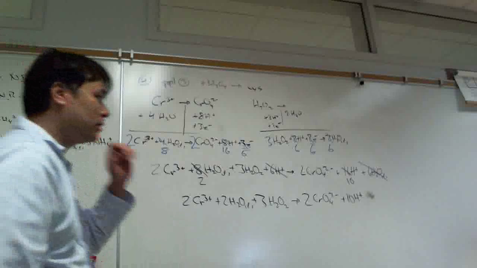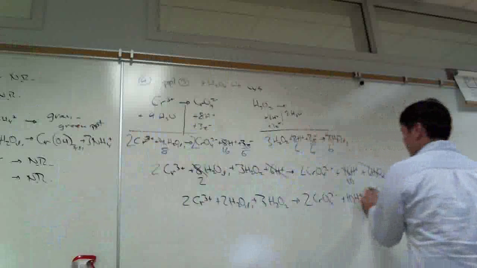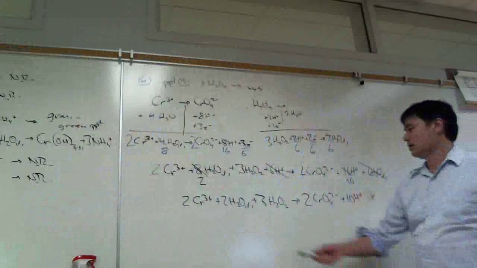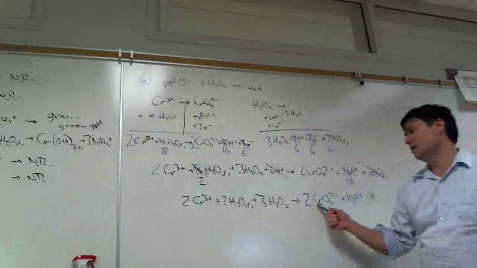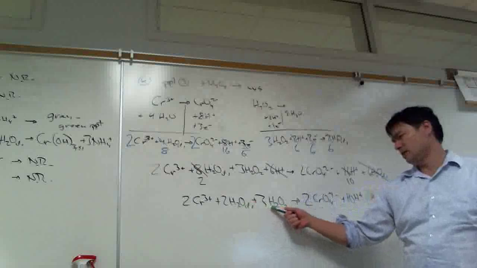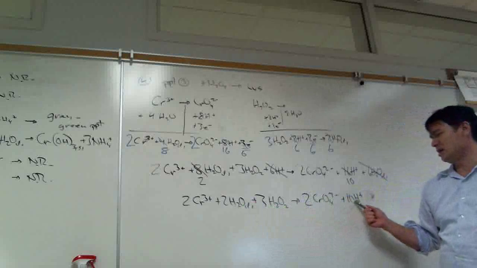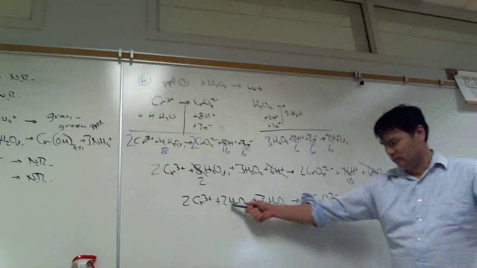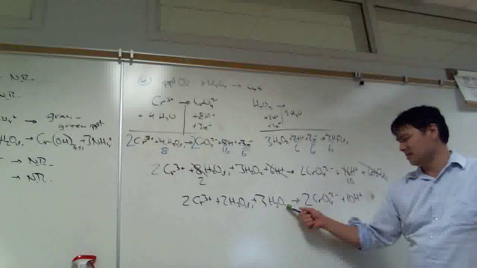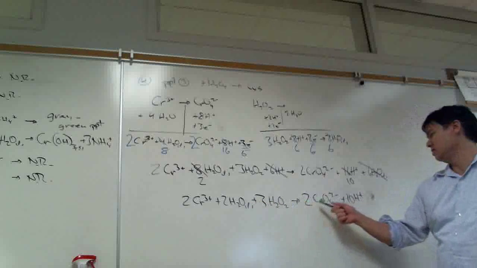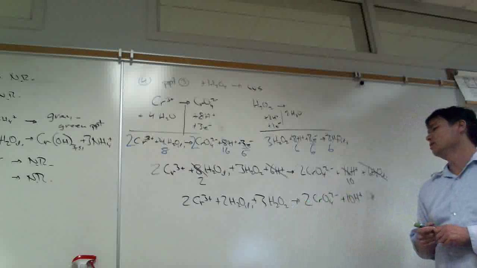Let's just double check that it's balanced. We look for atom balance and charge balance. So I got 2 chromiums, 4 hydrogens plus 6 is 10 hydrogens, 2 oxygens plus 6 is 8 oxygens, 2 times 4 is 8 oxygens. So the atoms are balanced.